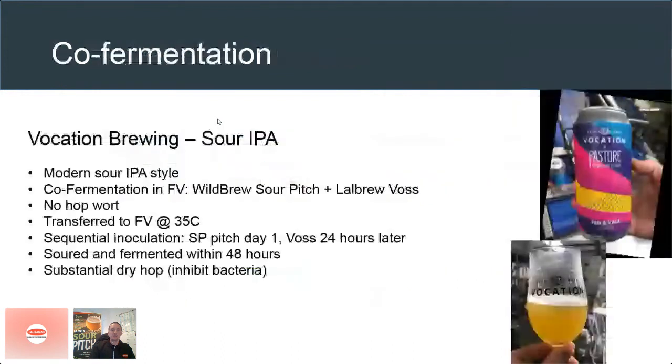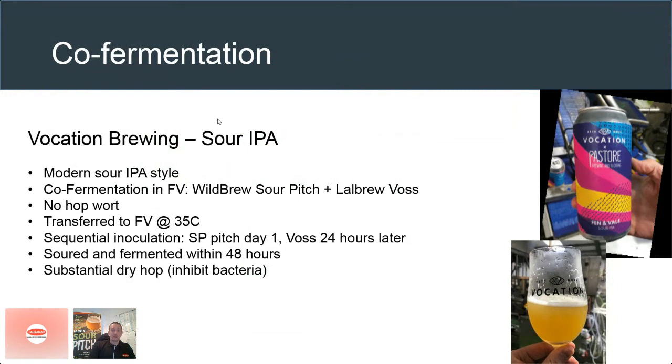And I just wanted to share an example of this. This is a fantastic sour IPA produced by Vocation Brewery, not far from me in Yorkshire, in the north of England. Congratulations to Matt Howgate and his team for producing this beer. This is a very modern IPA style, and they produced a wort in the brew house, which was unhopped.